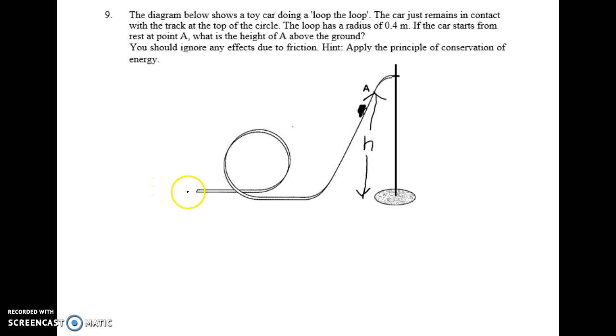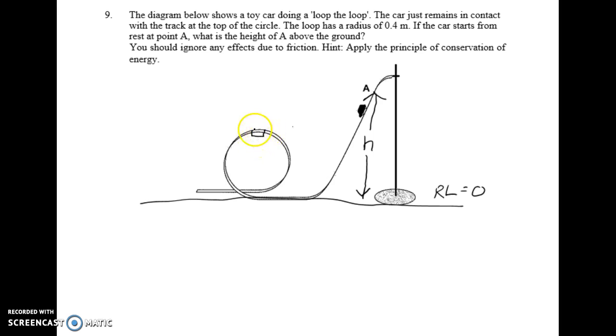If that's the case, one thing for sure is that you should use this ground level here as your reference level. So reference level RL equals 0. This is where I define the potential energy to be 0. You have to ignore any effect due to friction. So the hint is given. You have to find the height of A if the car at the top of the loop here just remains in contact.